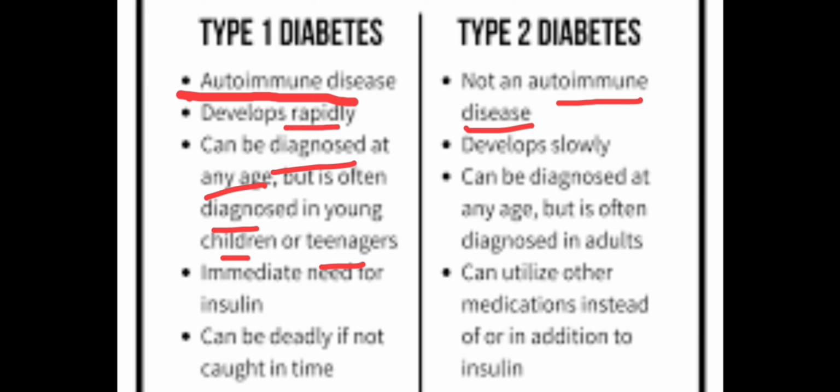In type 1 diabetes, whenever there is autoimmune destruction of the beta cells of the pancreas, type 1 diabetes will develop, and in type 2 it develops slowly because the resistance to the insulin develops slowly.